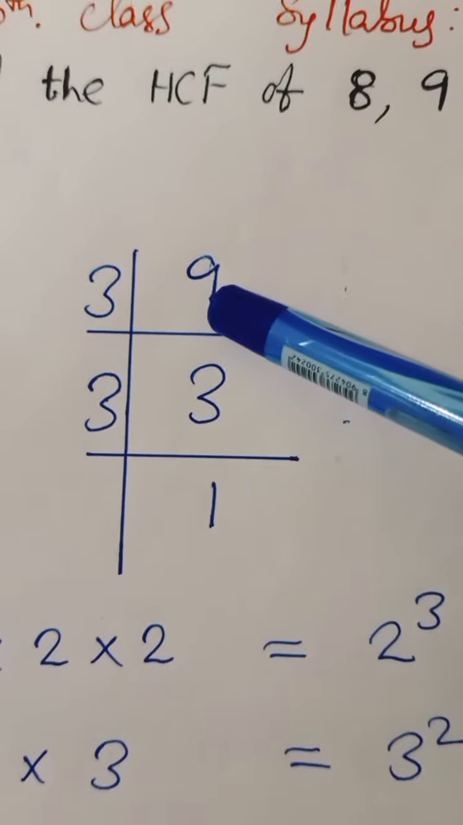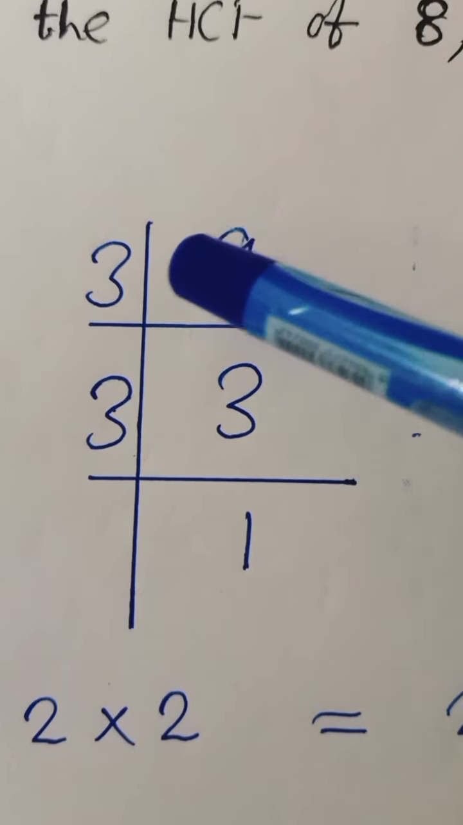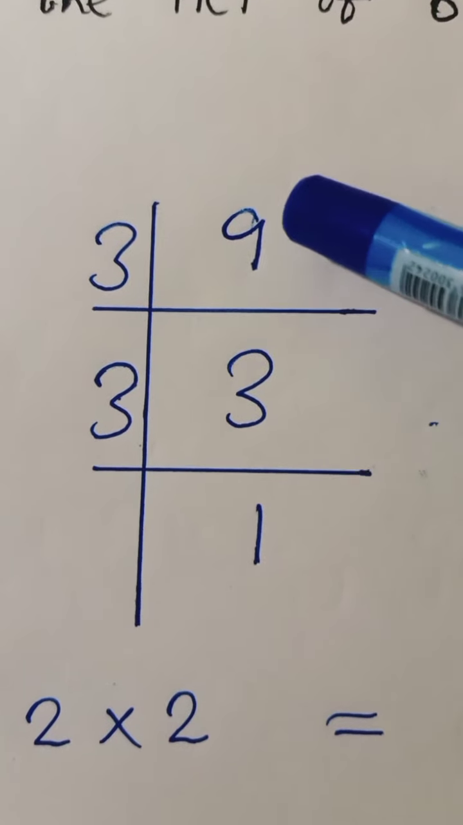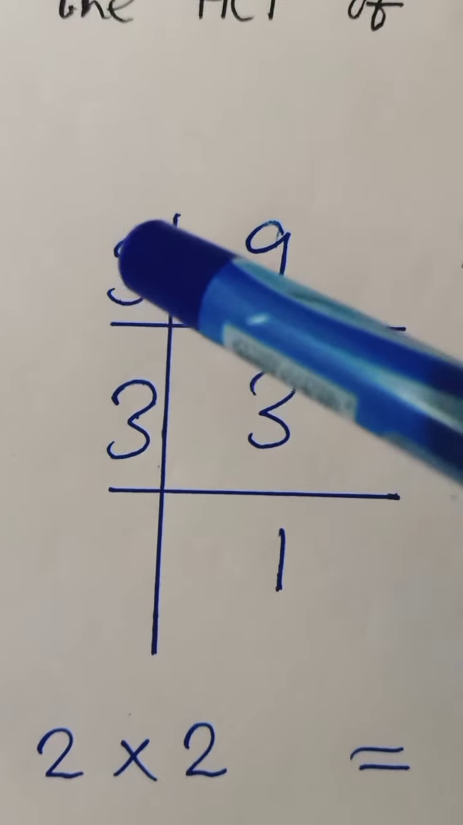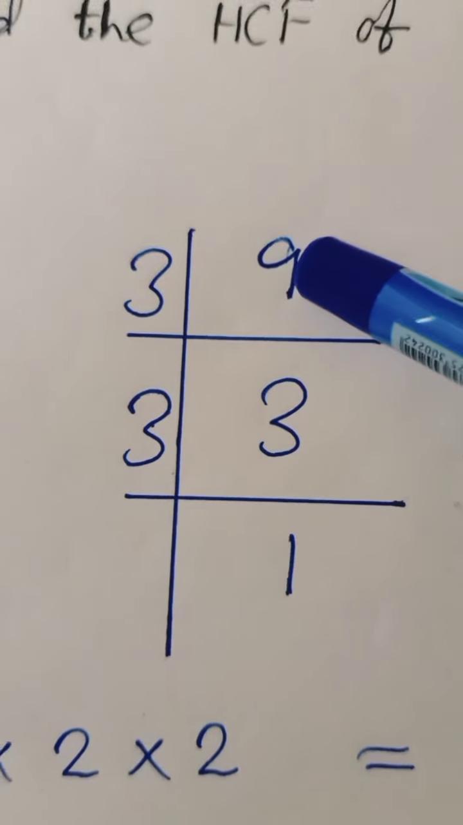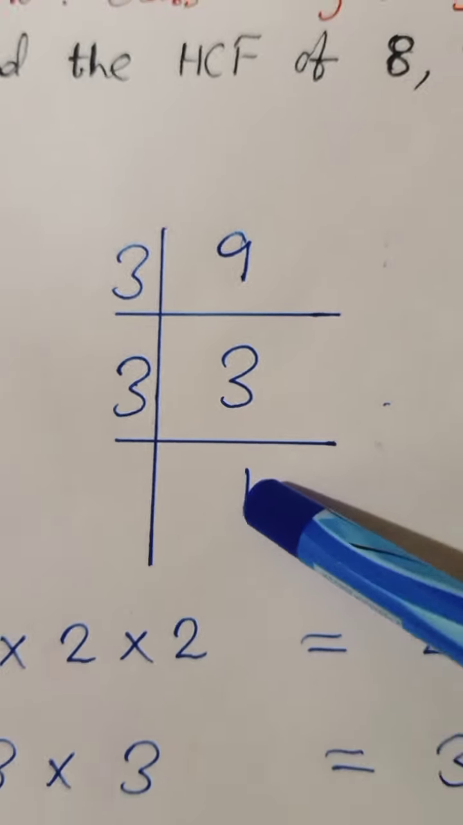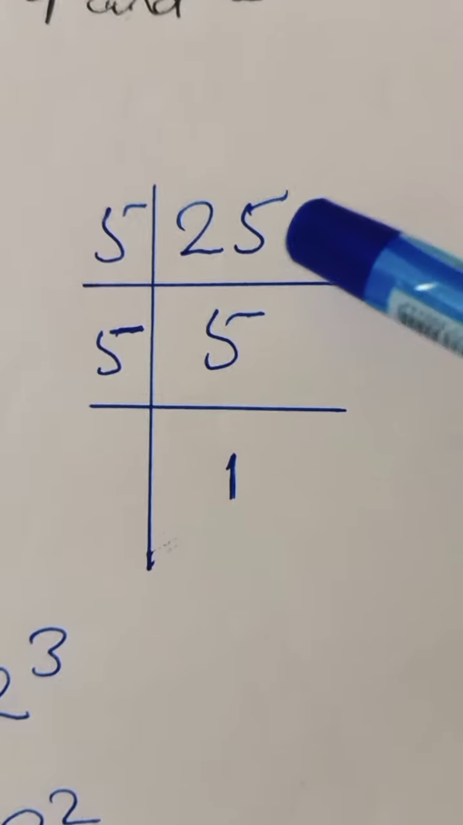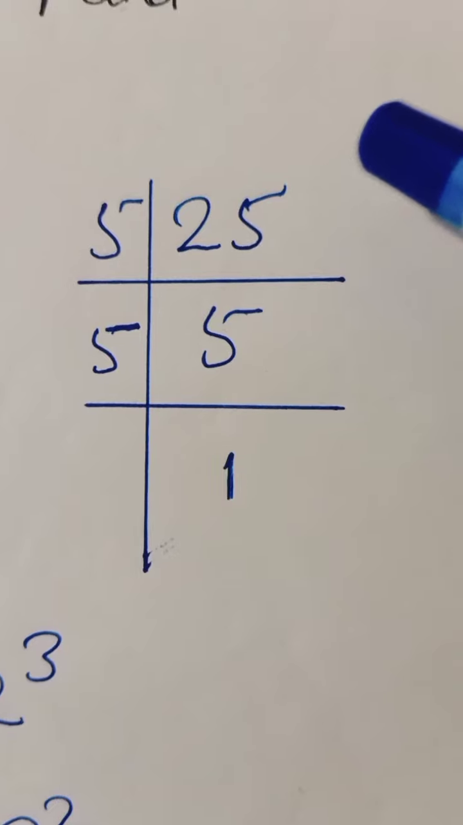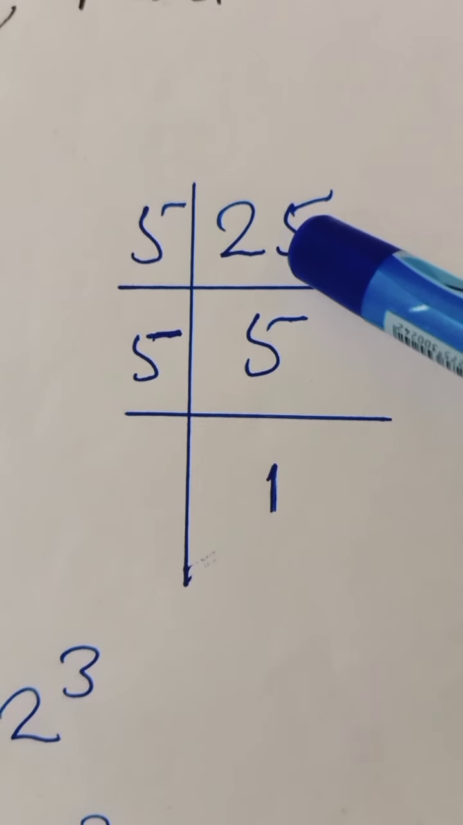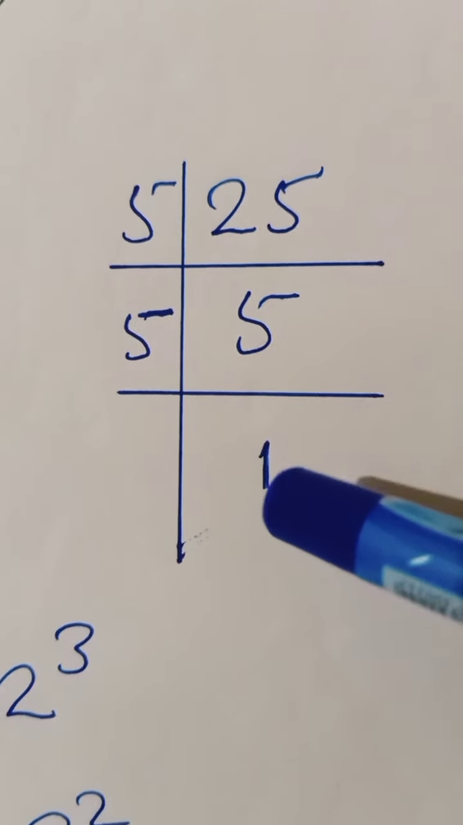The second number is 9. 9 divided by 2 is not possible. So the next prime number is 3. 9 is divisible by 3, so we take 3 here. 9 divided by 3 gives 3. Next, 3 divided by 3 gives 1. The last number is 25. 25 is not divisible by 2 and 3. So we take 5: 25 divided by 5 gives 5, and 5 divided by 5 gives 1.